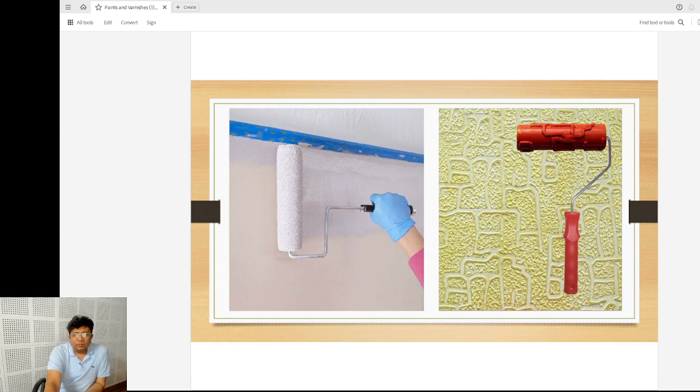Now we are just going to show you the different types of rollers available in the market to get the desired wall surface.